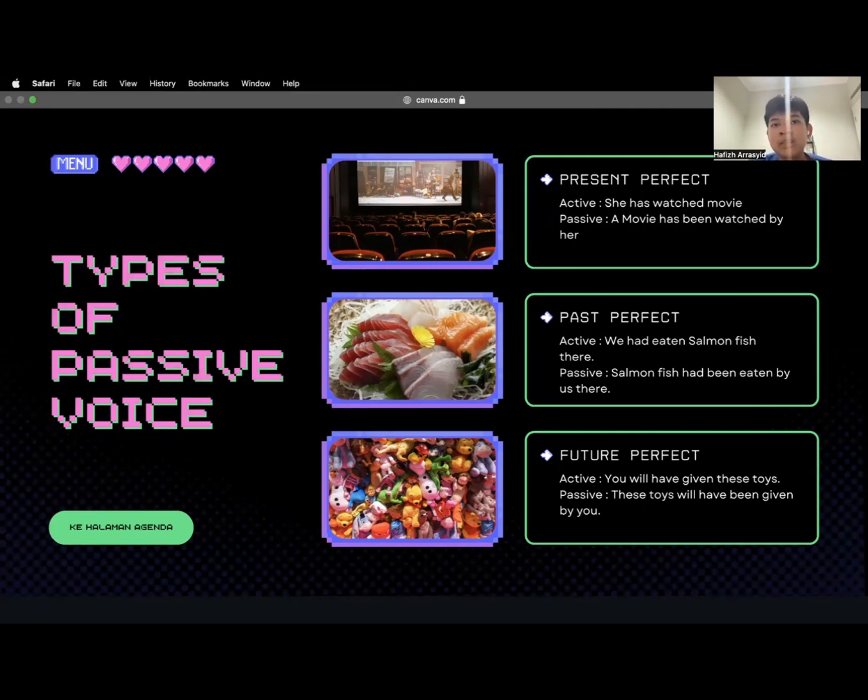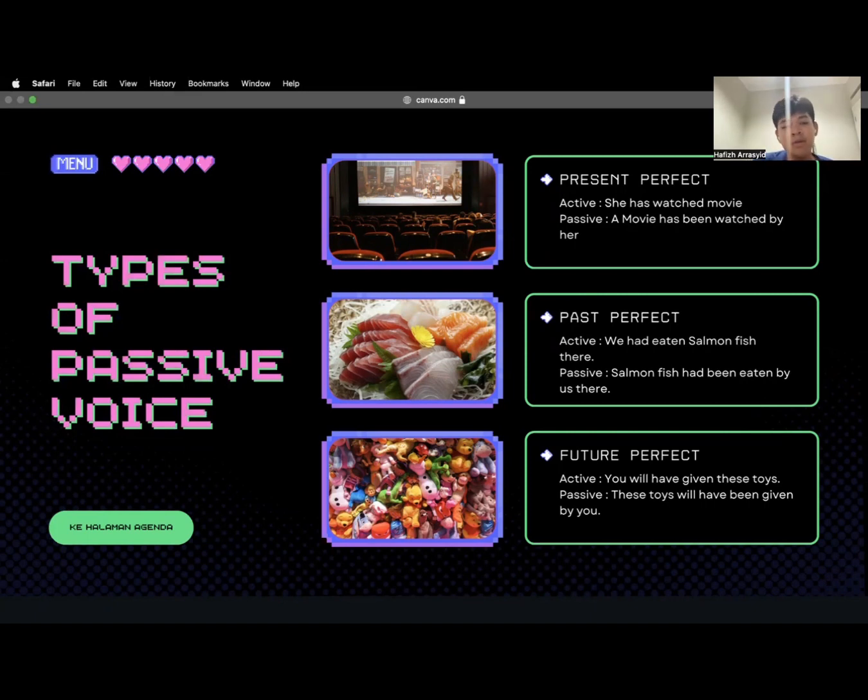If you see the tenses, for the present perfect tense, there is subject, has or have, and verb 3 for the active voice. And for the passive voice, subject, has or have, been, and verb 3.